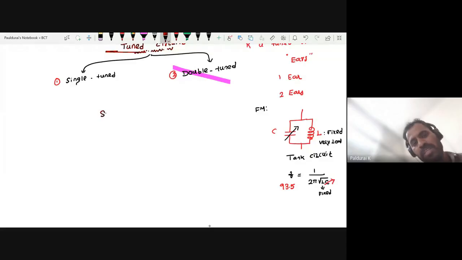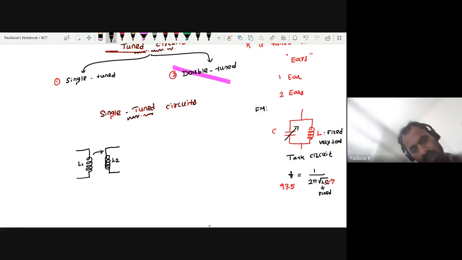So let me put the heading: single tuned circuits. Okay. So this is in coupled coils. So how to sketch the circuit diagram? Take two inductors, just to couple these two inductors. Take this one inductor as L1, this one as L2, and make a wireless connection. It's nothing but coupling, right? So this coupling is my mutual inductance M.